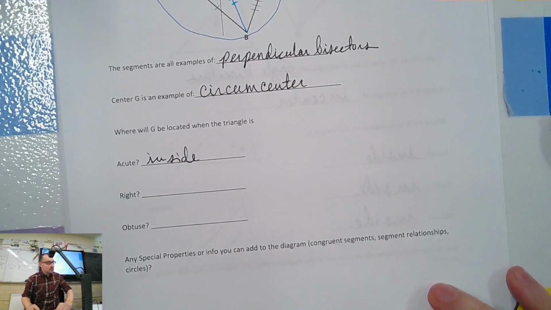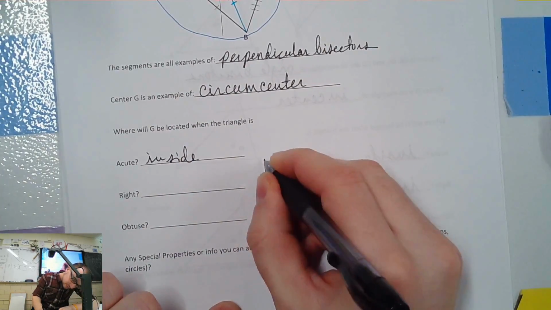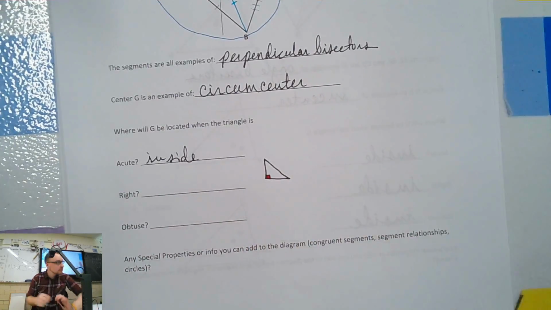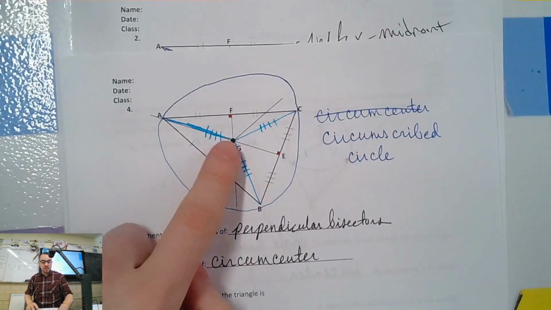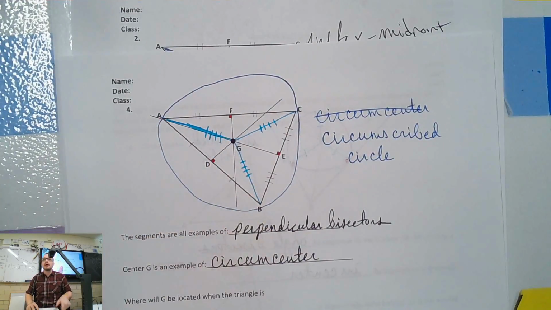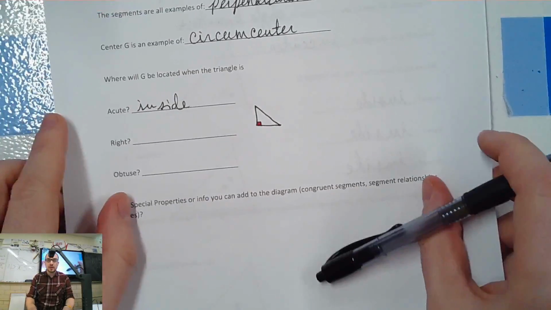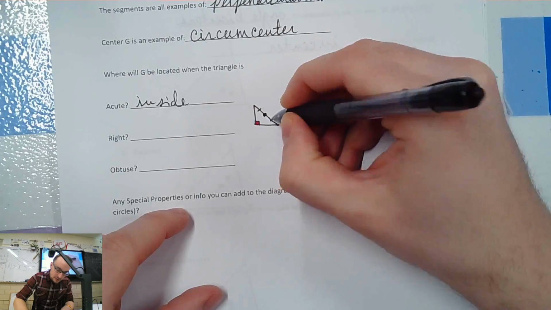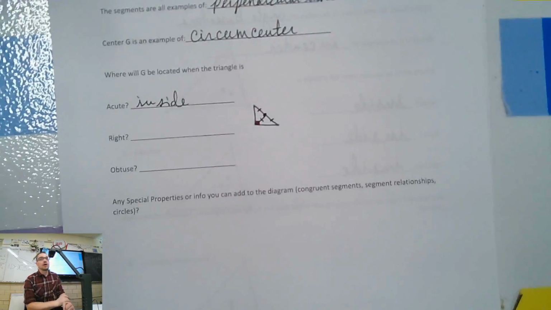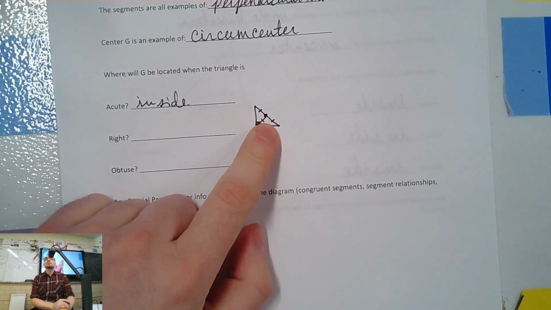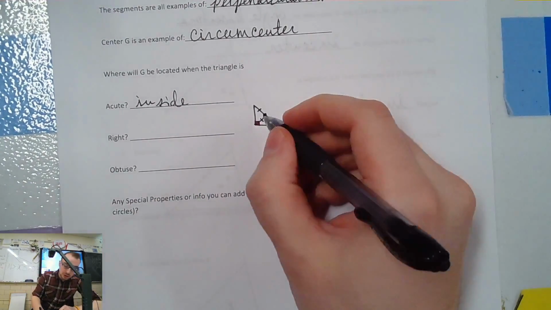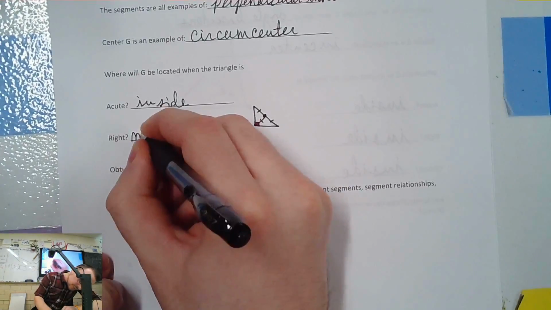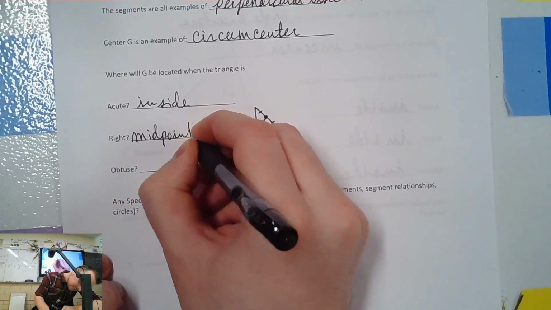Now, think about it. If I make a right triangle, G is supposed to be the same distance from every vertex. So let's go to the vertex of our right triangle. The same distance from every vertex is going to be right here. So it's going to be on the midpoint of the hypotenuse. That's where G will be, on the midpoint of the hypotenuse, because it's the same distance from every vertex.